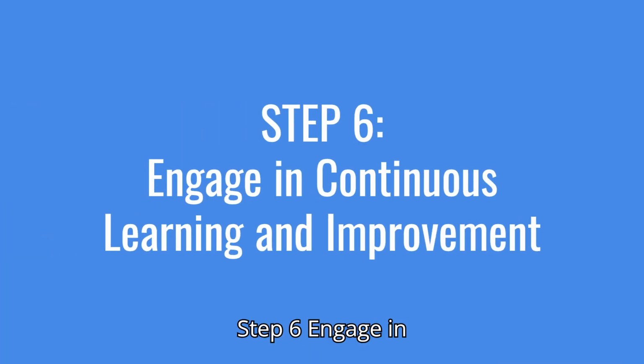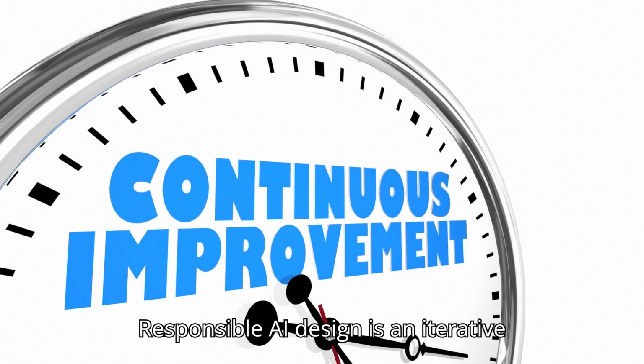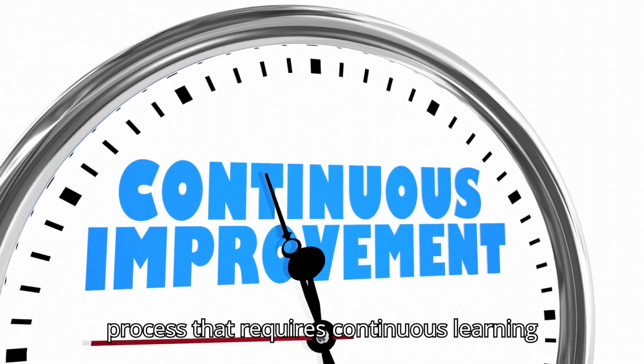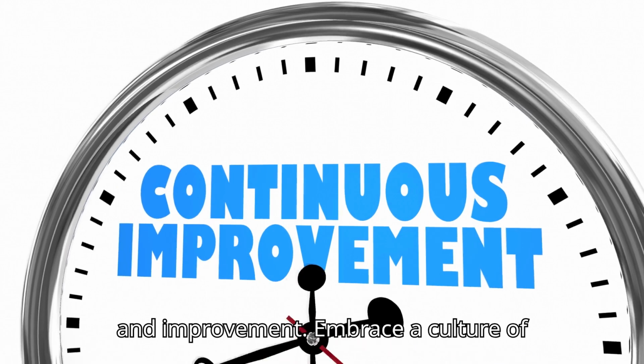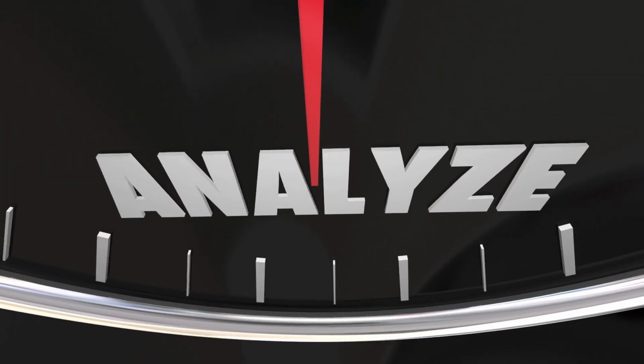Step 6. Engage in continuous learning and improvement. Responsible AI design is an iterative process that requires continuous learning and improvement. Embrace a culture of ethical reflection and adaptation.